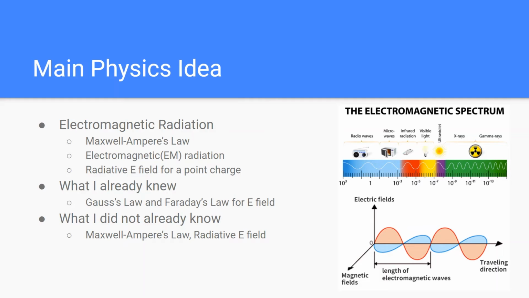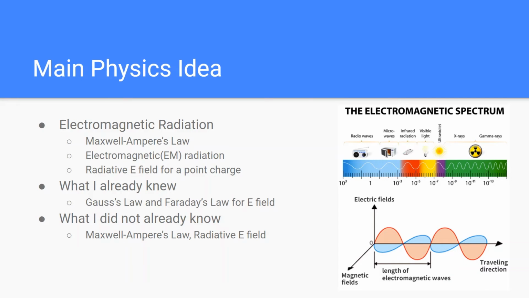What I already knew from the previous weeks was the idea of Gauss's law and Faraday's law for calculating E field, but I was not aware of anything called Maxwell-Ampere's law and the radiative E field. And I always thought that the electric field was just going to be one type, where we learned with Gauss's law and Faraday's law, and we calculated using E equals 1 over 4 pi epsilon 0 times Q over r squared times the unit vector r, which is the E field equation for a point charge.